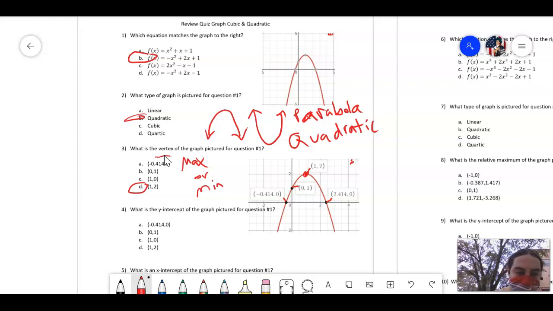Now, the y-intercept, I hope you know that up and down is your y-axis. So when we talk about the y-intercept, where does this graph cross the up and down y-axis? If you follow your pen up the y-axis and see where it crosses, that's at 0, 1.